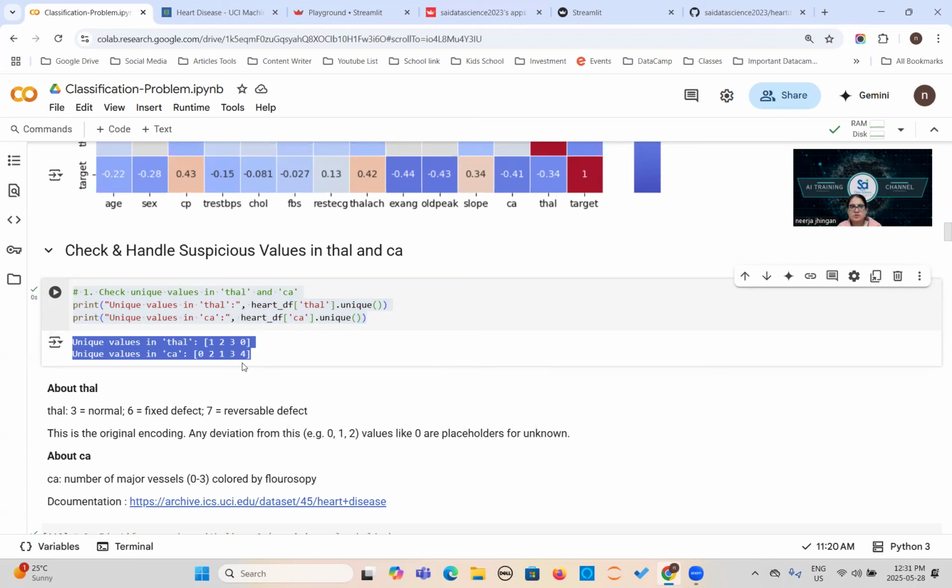Because I'm not sure about it, right? This is something related to health. We are talking about the patient's health. Even if I handle it using the mode method, it might not be true, right? If there is a small chance it might not be true. So what I have decided, I have dropped it.